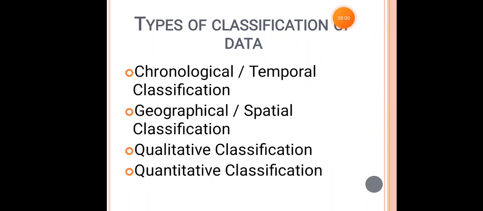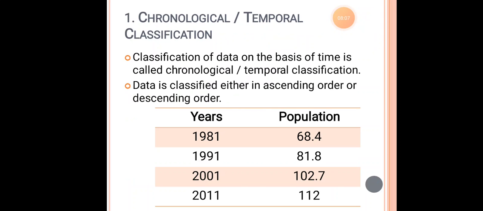So these are the 4 various types of classification of data. First one is chronological or temporal classification. As the name itself tells, chronological order, so it should be in a particular order which will be based on time. The definition is: classification of data on the basis of time is called chronological or temporal classification.